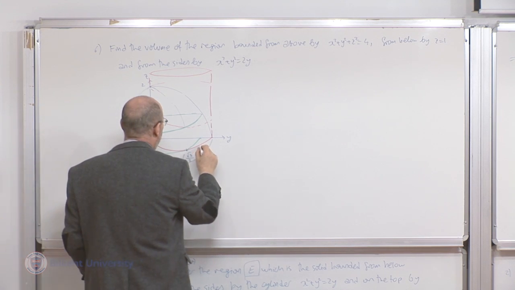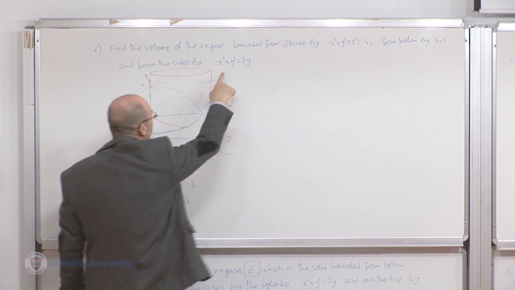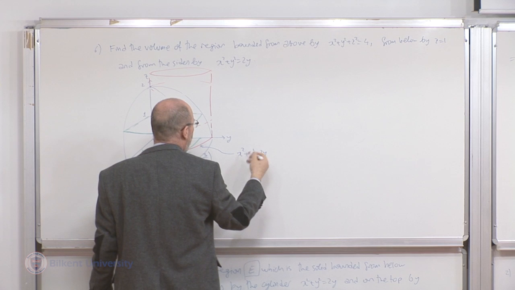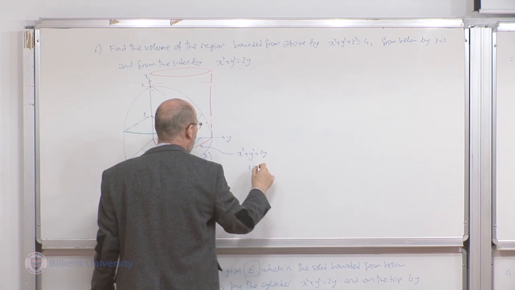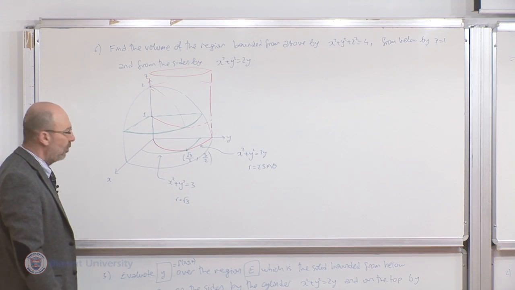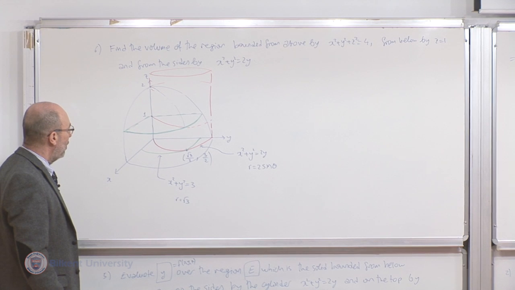What about the other one? That's already given here. This is x squared plus y squared equals 2y, and we did this before. This is r equals 2 sine theta. So I think these are all the things that we need.